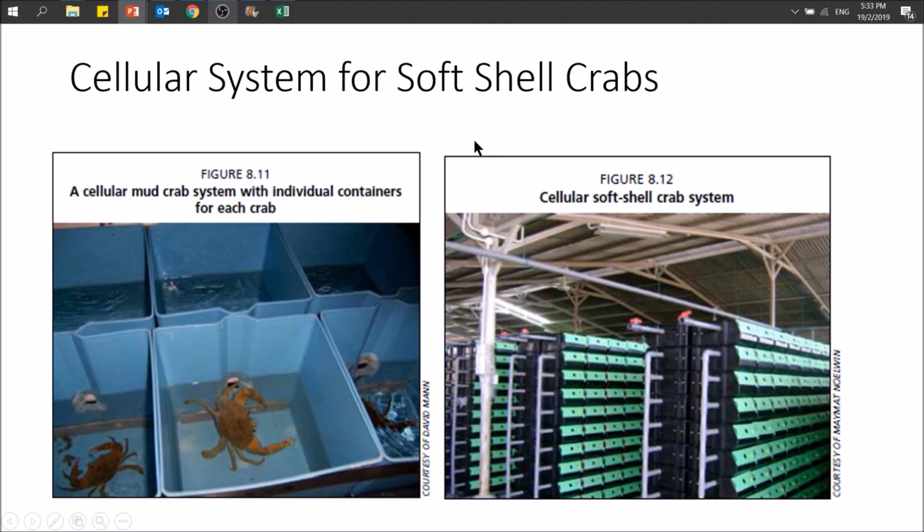Initially, the cellular systems were developed for soft-shell crab farming. This is to reduce the cannibalism between the crabs when they are about to molt. So traditionally, you can do them in boxes like these, where each individual box holds one crab. And this is the same cellular soft-shell crab system, which is very similar to the one that we are using.